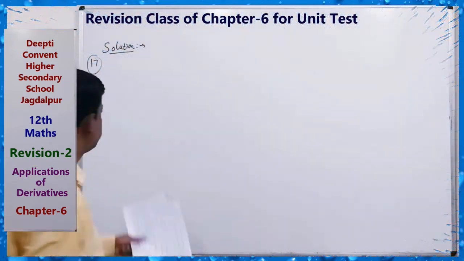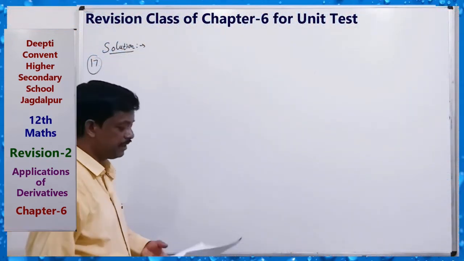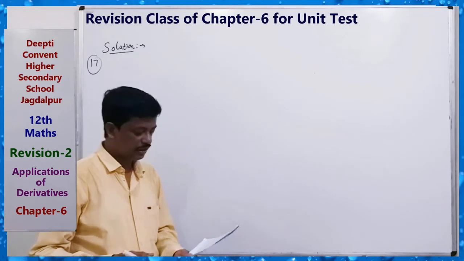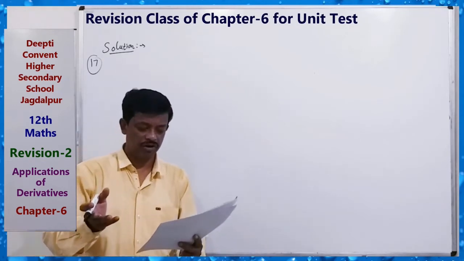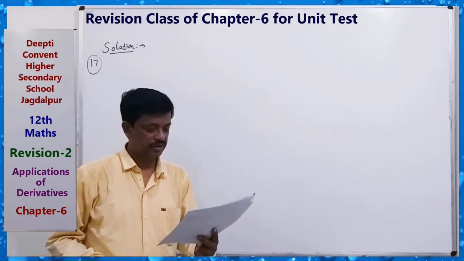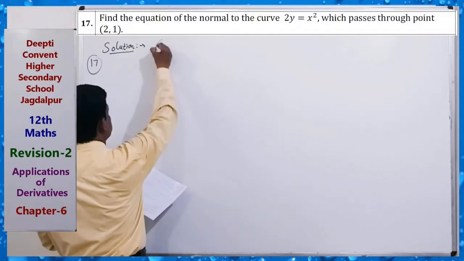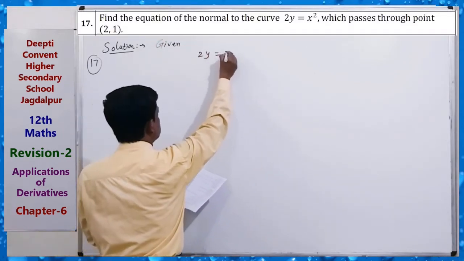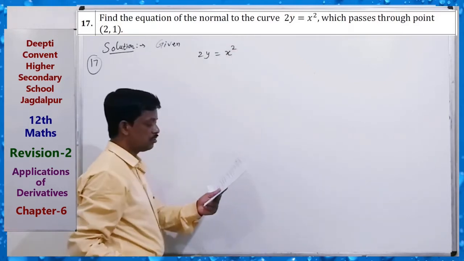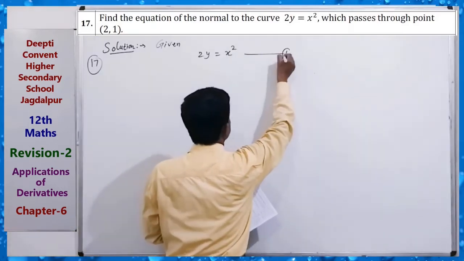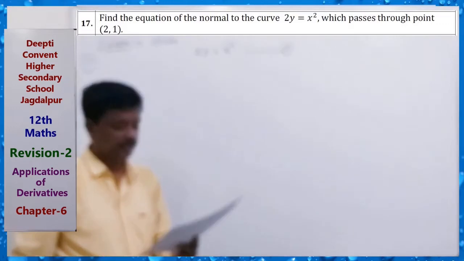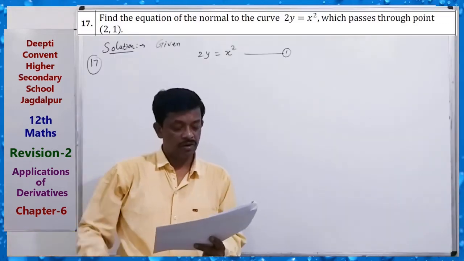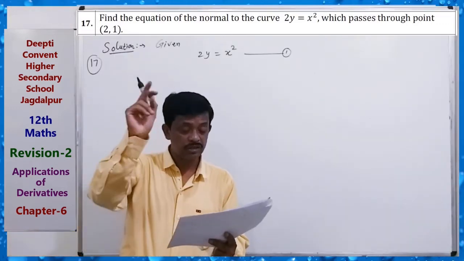Now take question 17. Given: find the equation of the normal to the curve. The curve is given as 2y equals x square. This is the equation of the curve. The normal is passing through the point 2, 1.